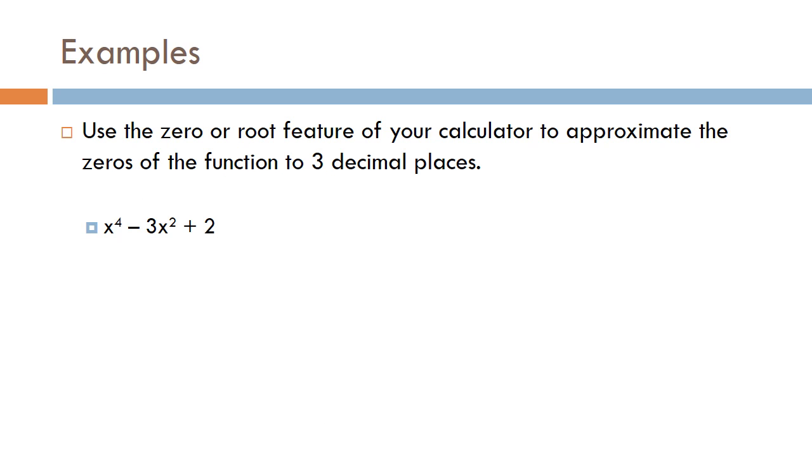This time you're going to use your calculator. You're going to use the zero or root function to approximate the zeros to 3 decimal places. So graph this function, then go second, trace, and use the zero application. You're going to find the zeros for each zero that you see there. Pause the recording, give this a try, and resume to check your answer.